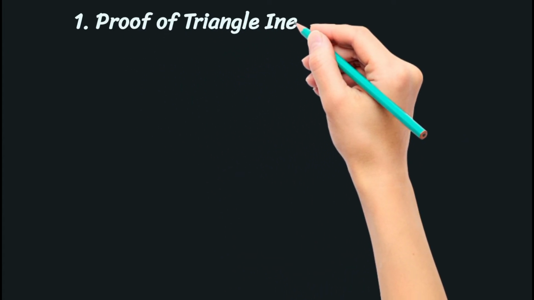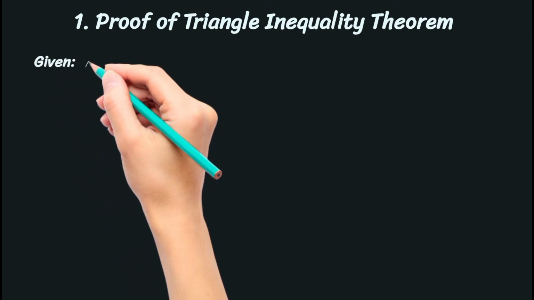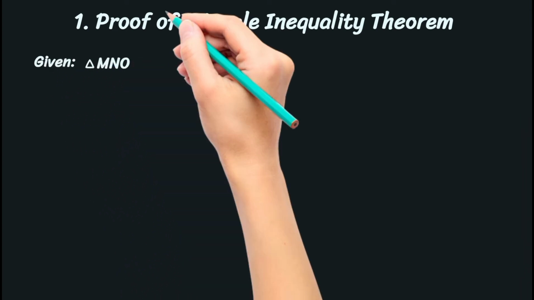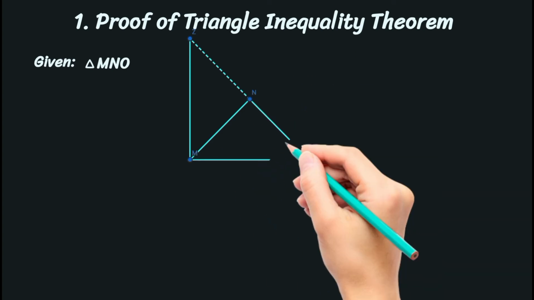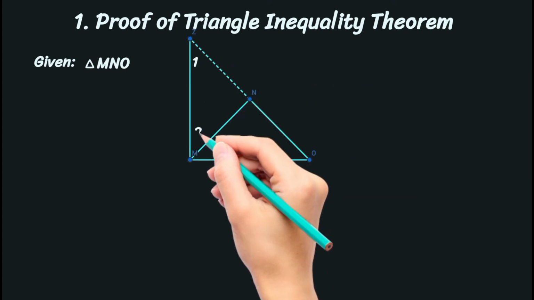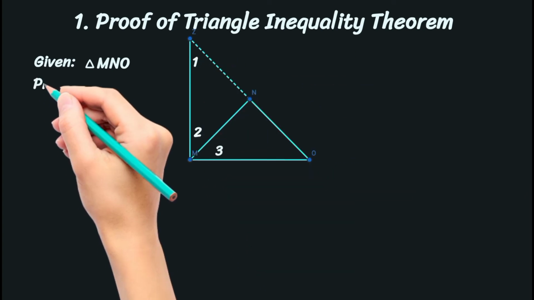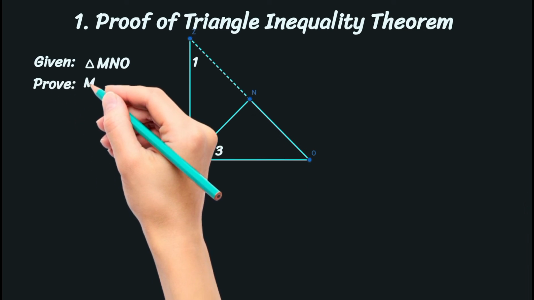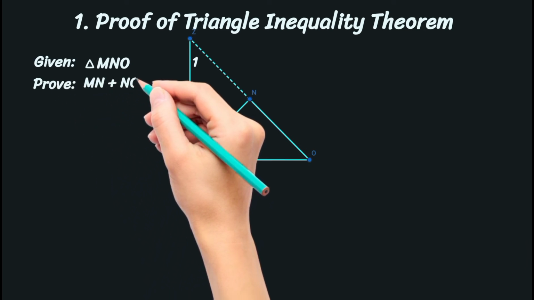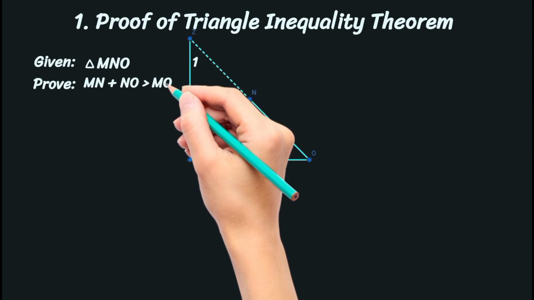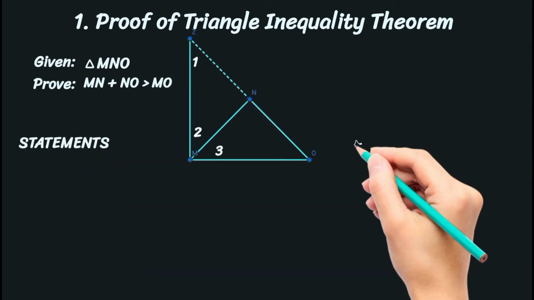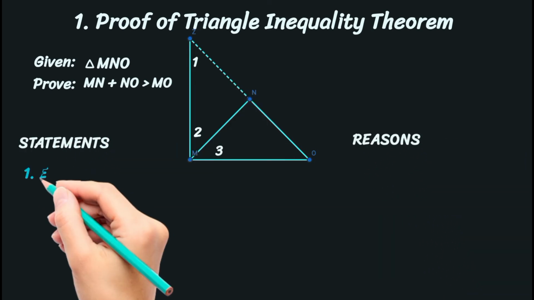Proof of triangle inequality theorem. Given triangle MNO, with angles 1, 2, and 3, prove that the distance MN plus the distance NO is greater than the distance MO. You have your statements and reasons.